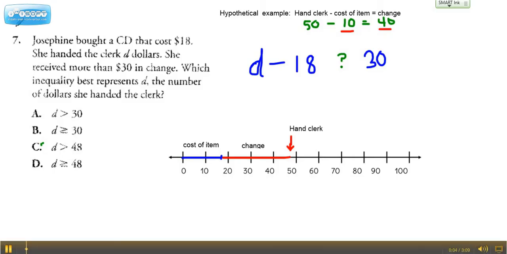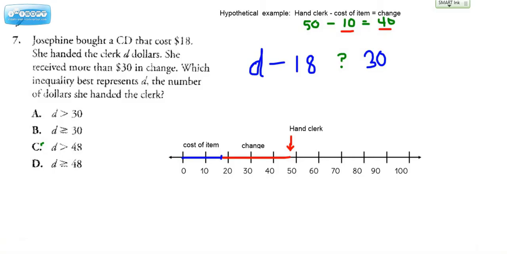We're taking a look at question number 7, which is a little tricky. It's probably a good idea to map it out on a number line so that you can really think about what's going on here. Josephine bought a CD that cost $18. She handed the clerk D dollars. She received more than $30 in change. Which inequality best represents D, the number of dollars she handed the clerk?